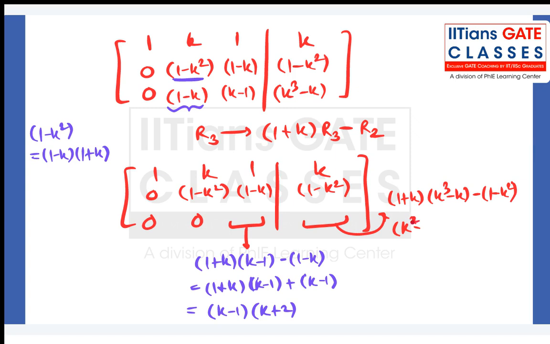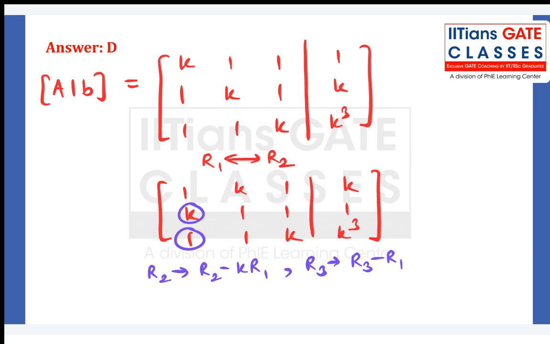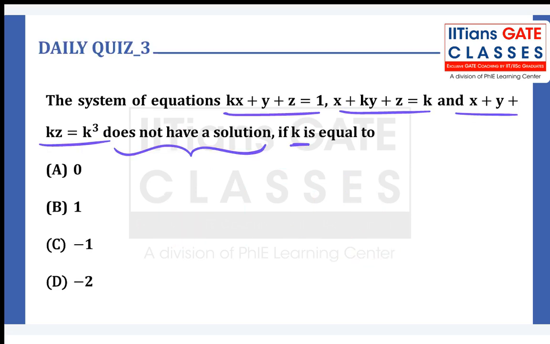Okay, and you will have k into 1 plus k plus 1 here. So therefore your term is k square minus 1 into k square plus k plus 1. Okay, and now the question is solved because, see, after this, what they're asking in the question is, does not have the solution.